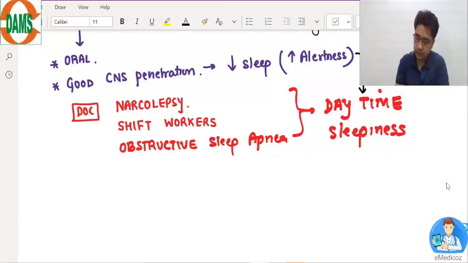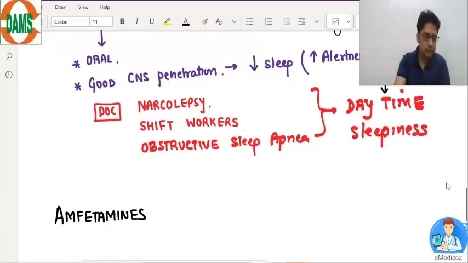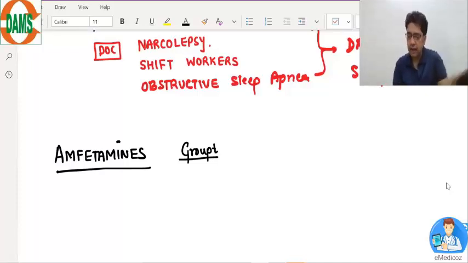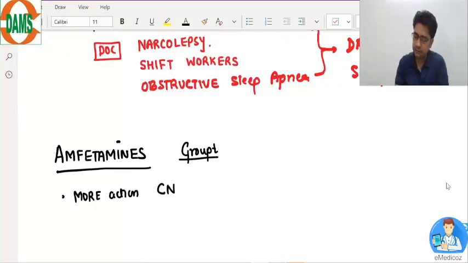Let's come to the next drug. You will write amphetamines. Yes, it will show loss of tolerance, but we don't prescribe modafinil on a very long-term basis. Now, amphetamines is a group, and again, we will write, it has more action in CNS as compared to periphery.